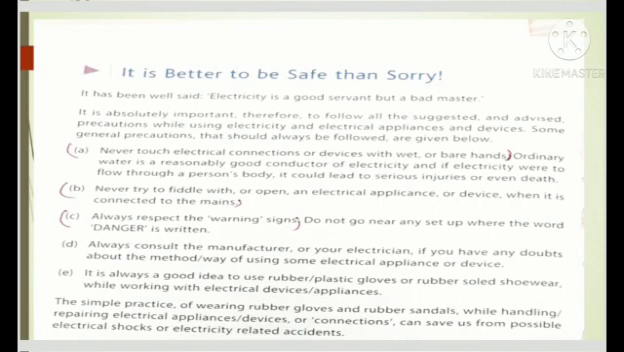So the simple practice of wearing rubber gloves and rubber sandals while handling or repairing electrical appliances or devices or connections can save us from possible electric shocks or electricity related accidents. This is all about chapter number 11, electric currents and circuits, dear students.